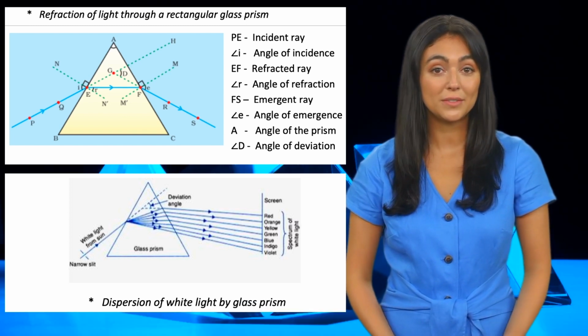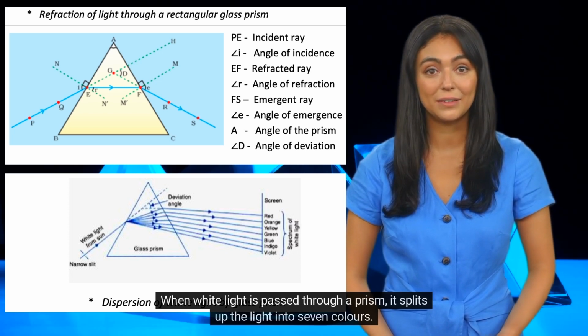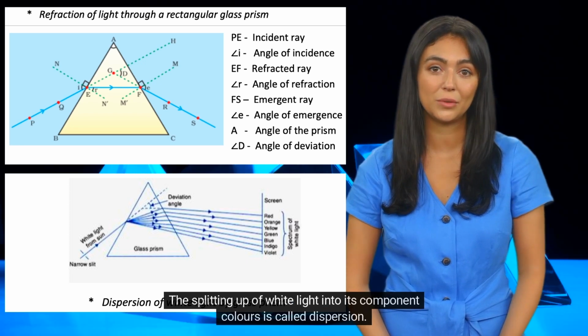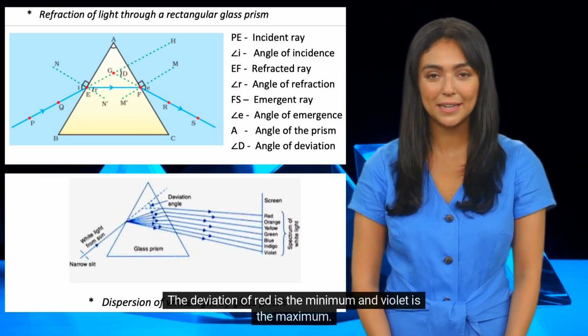What is dispersion? When white light is passed through a prism, it splits up the light into 7 colors. The splitting up of white light into its component colors is called dispersion. The deviation of red is the minimum and violet is the maximum.